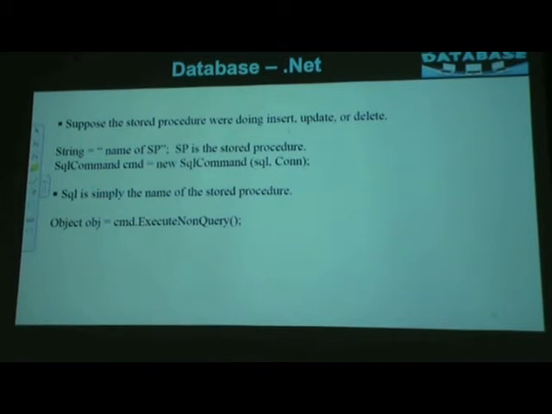Suppose the stored procedure we're doing is insert, update, or delete. The string name of the SP, the stored procedure, depends on what the stored procedure does, like delete table, whatever. So you put the name here. And then we have a class called SqlCommand: cmd = new SqlCommand, and then we give it sql and connection. It's the same. sql is simply the name of the stored procedure. And then in the case of insert, update, delete, we will write object obj = cmd.ExecuteNonQuery.